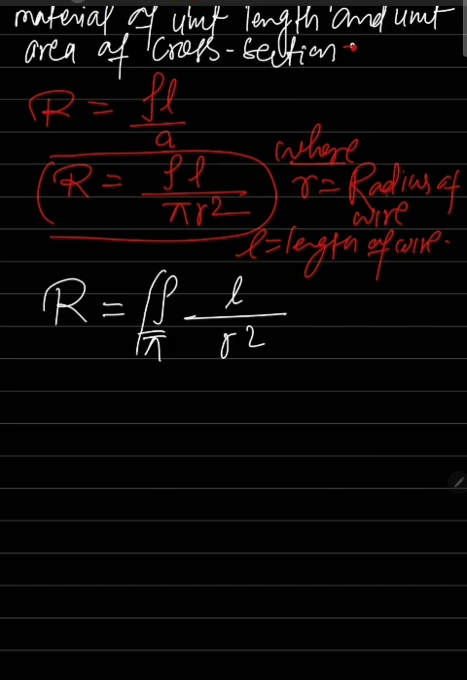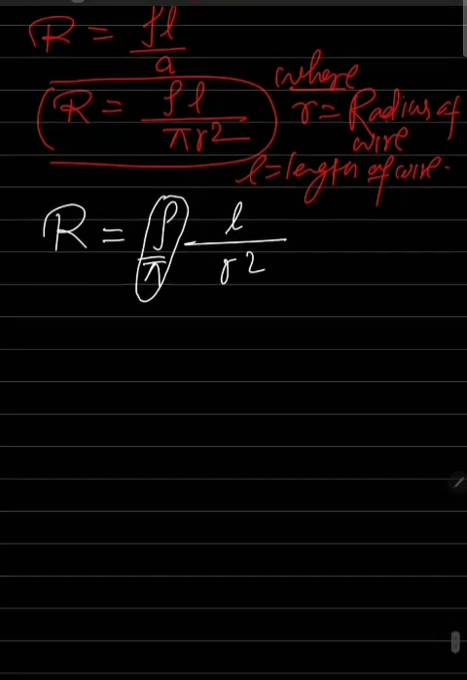So this rho and pi, this one is not going to change for any material. For copper, rho is fixed, and pi is what? Constant. So which is going to change? This L and R square.